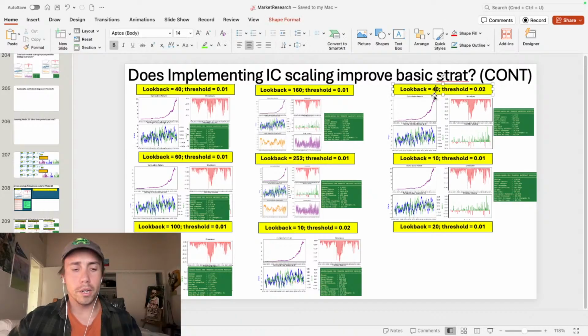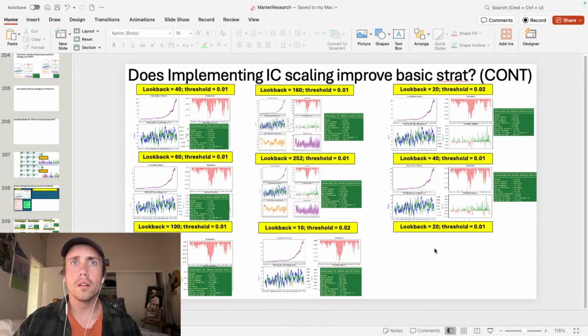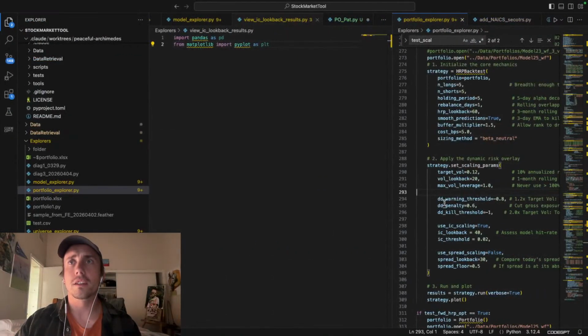All right, here are the look backs 20. Here are the look backs 40. And so let's try look back 60.